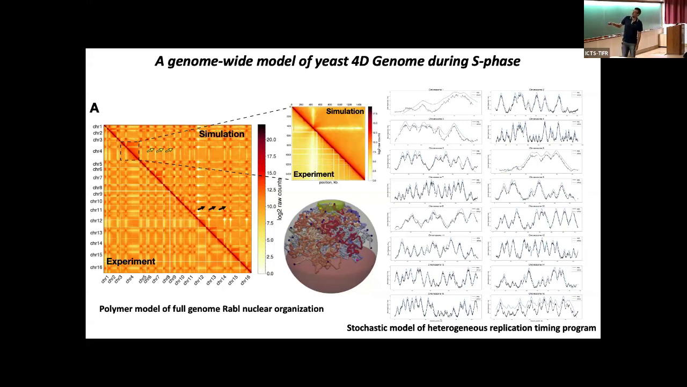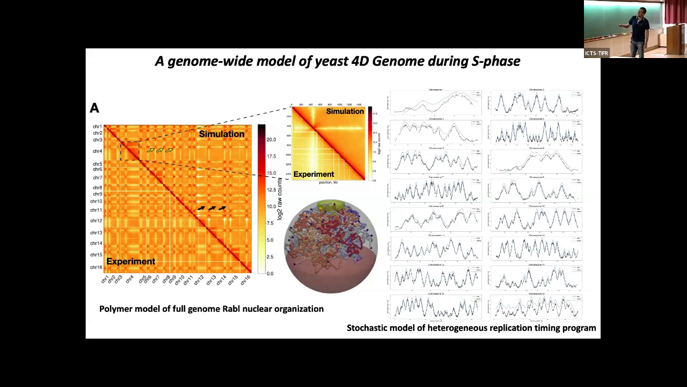So this is an example of our simulation. This is just to show that with these very simple ingredients, it's just a very simple homopolymer model that is constrained, centromeres to the SPB, telomeres to the membrane, and just with that, you can get a very nice, not fully quantitative everywhere, but quite nice picture of what's going on in the experimental Hi-C.